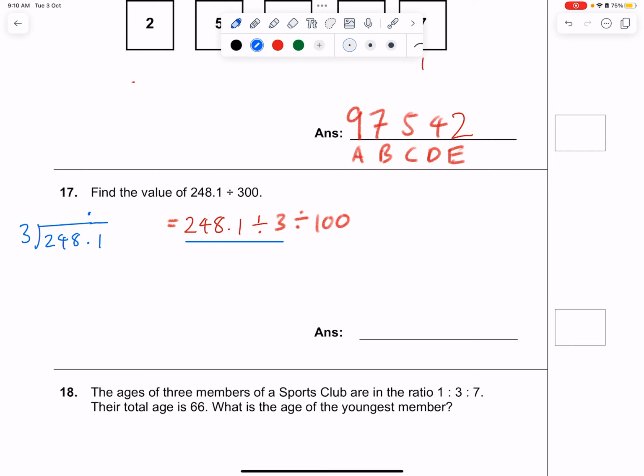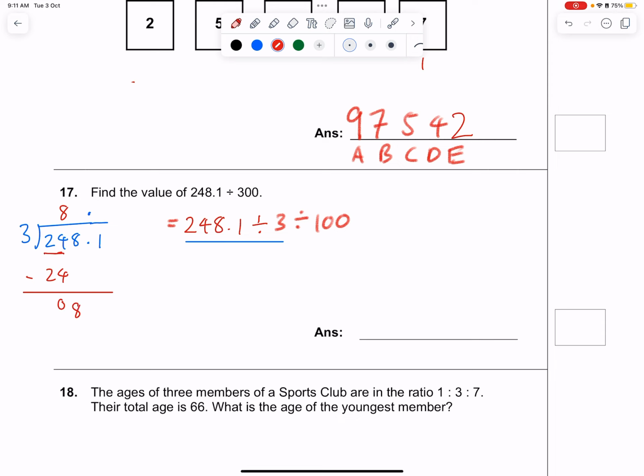So we know that 2 is unable to divide by 1, it's too small. Because if I put 1 times 3, my answer is 3 here, cannot. 2 is not big enough to subtract 3. So instead, the next one I'm going to look at is this value here, which is 24. So therefore, 8 times 3 is actually 24. Subtract, my answer will be 0. I will then bring down my 8.